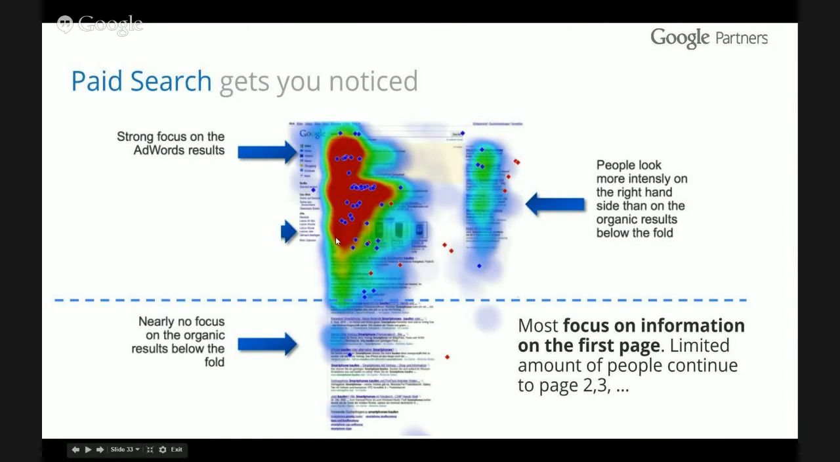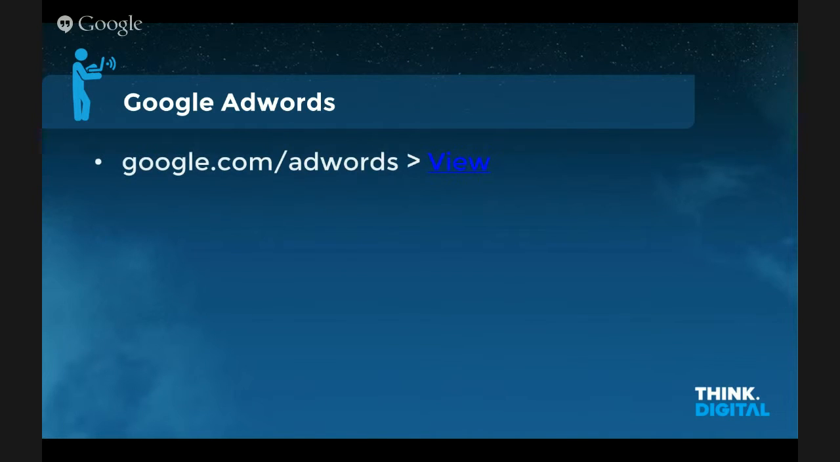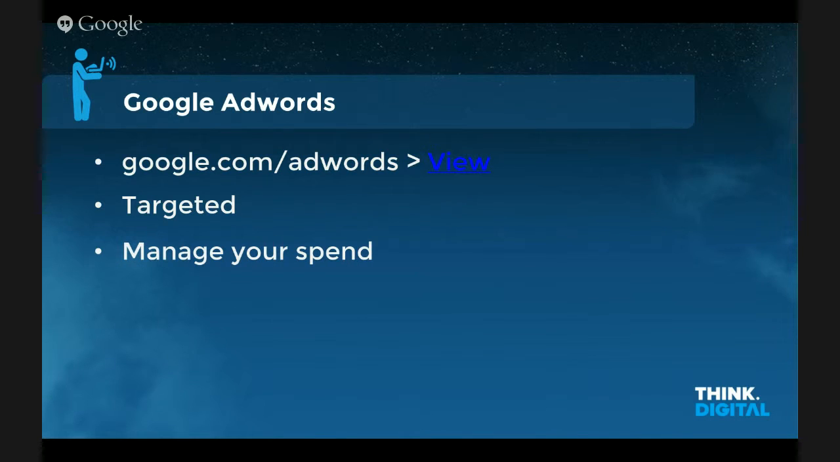So we're starting to trust Google AdWords again. There was a time we were a bit skeptical, but now we certainly are clicking on that region. You can see the heat map there. So Google AdWords can be found at google.com/AdWords. And as I said, it can be very targeted. You can manage your spend.